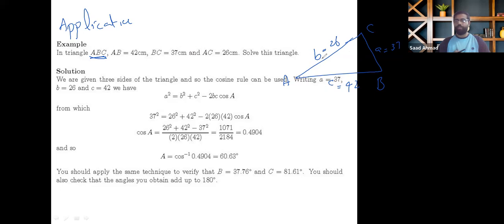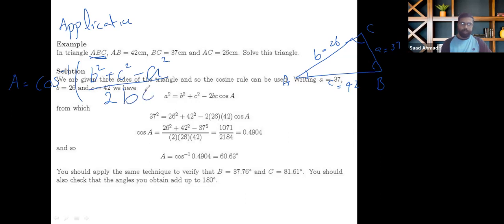So what do they want us to do? We need to find the angles A, B, and C. We are given the three sides, and now we need to find the three angles. So which formula should we use? If you remember the formula that I told you, A is equal to cos inverse of (B squared plus C squared minus A squared) over 2BC.